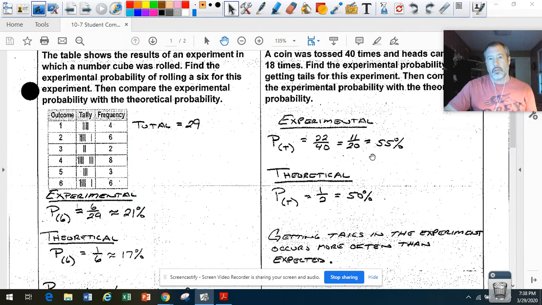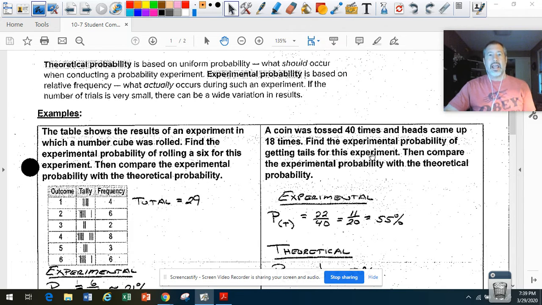So let's take a look at this next one here. It says a coin was tossed 40 times and heads came up 18. Find the experimental probability of getting tails. Now they want us to look at tails, not heads, in this experiment. Then compare the experimental probability with the theoretical probability.